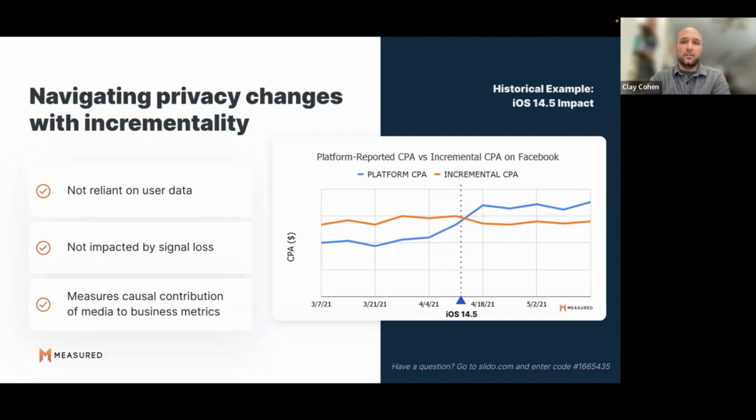And a lot of marketers started wondering, okay, is the media actually getting more expensive to achieve what I needed to achieve? Or is it still driving the business that I needed to drive? It's just being reported differently. Through incrementality measurement, we were able to see that the media's impact to sales really hadn't changed that much. It was, in fact, just the signal loss that Facebook was experiencing from Apple affecting their reporting.